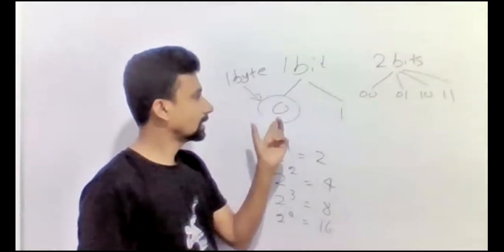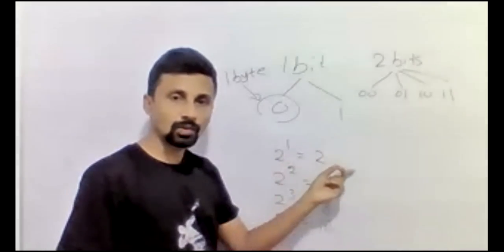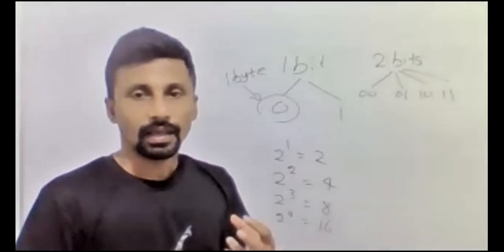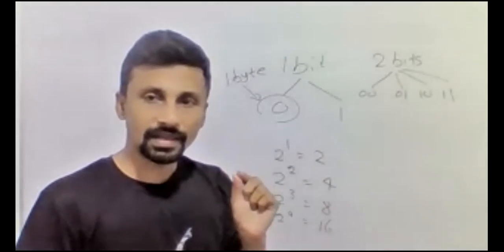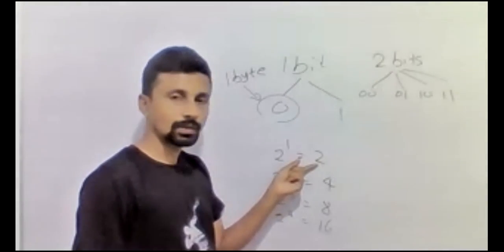If you have 1 bit, you have 2 addresses, which means 2 bytes. If it is byte addressable, then one address holds one byte. So if you have 1 bit, 2 bytes.